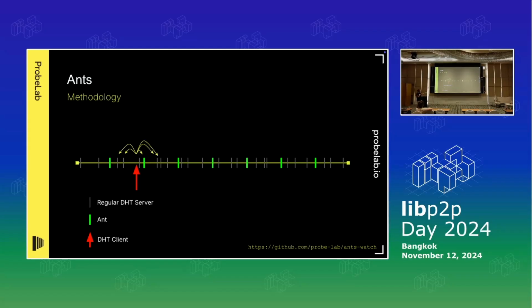So this client will look for its closest peers in this key space, and one of these requests, as you can see, will end up on this green line here, and this request would be tracked in our database, and this is how we could identify clients that are interacting with the network. So we have both sides here, the DHT servers and DHT clients that we can measure.